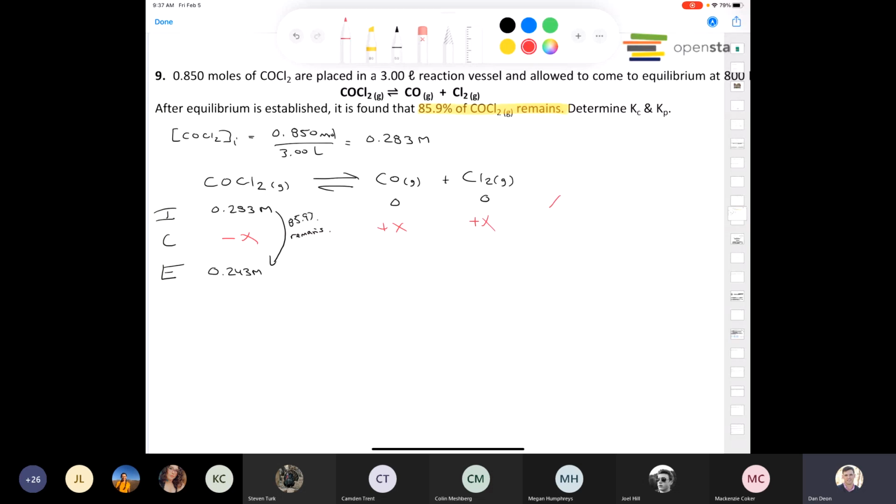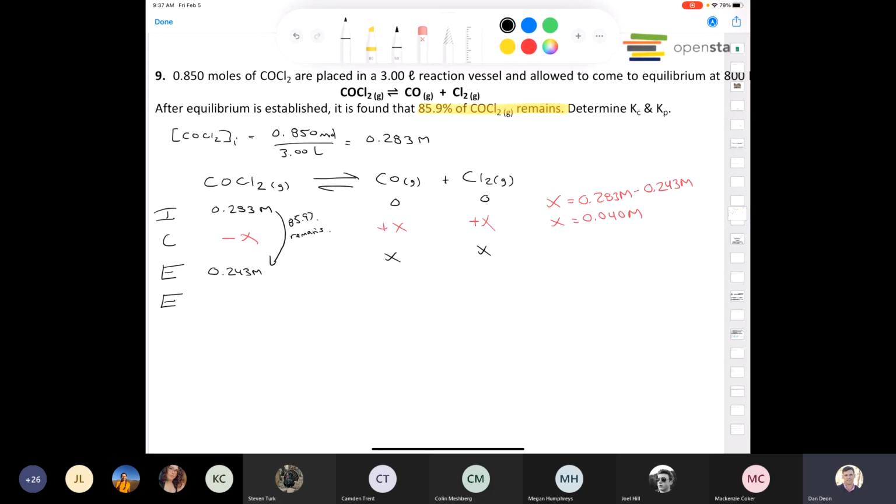Well, X is going to be equal to 0.283 molar minus 0.243 molar, right? That's how much was lost. So we take that and we get that X is equal to 0.040 molar. And if we gained X over here and gained X over here, if you take 0 plus X and 0 plus X, you end up with X. So we have X over here, and we know what X is.